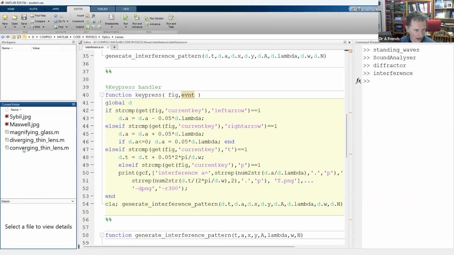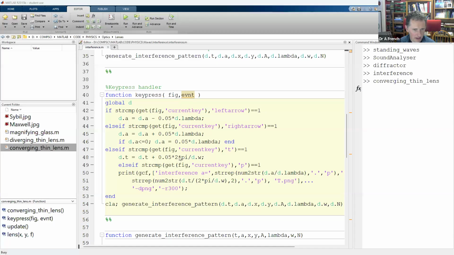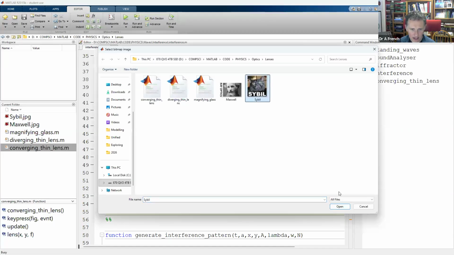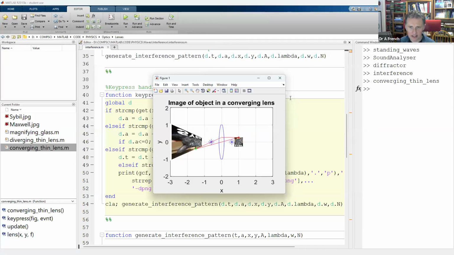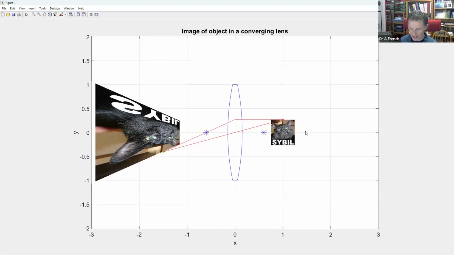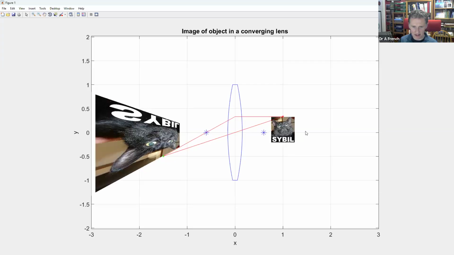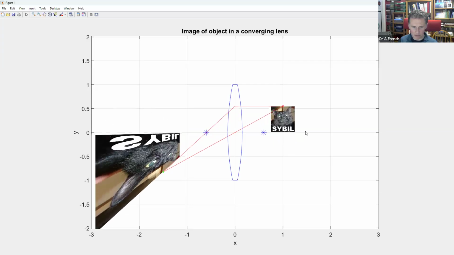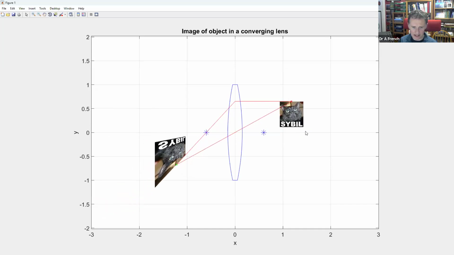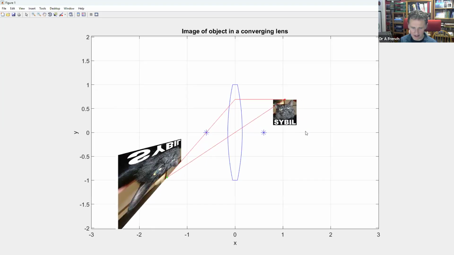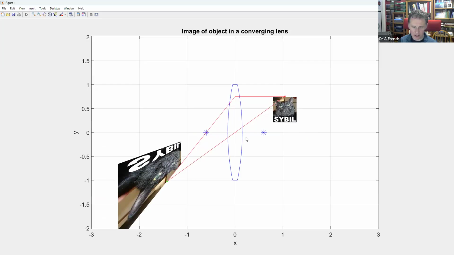We'll go for a converging thin lens. There we go. Let's have Sybil the cat. She's sadly no longer with us, but there we go. We can make her live again. If I move Sybil the cat upwards, we've now got an inverted cat on the other side of the lens. We can make Sybil smaller, or we can make Sybil larger. And this simulation doesn't go within the focal range.